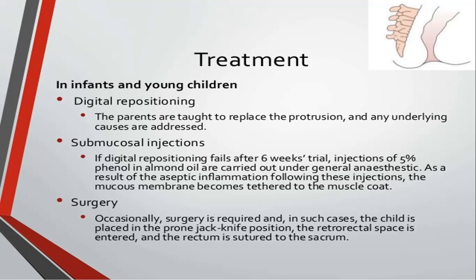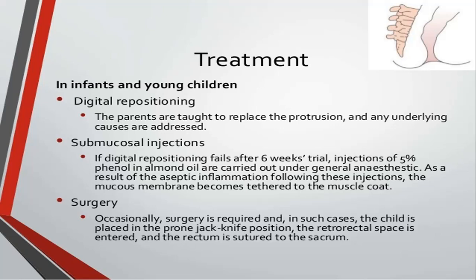So the submucosal injection you can apply in an area which causes an inflammatory reaction to the muscle coat. The inflammation starts between the muscle coat and submucosa, and it tethers the submucosa with the muscle coat. So the 5% phenol in almond oil is the injection which is applied in the submucosal area. Almond oil and 5% phenol.